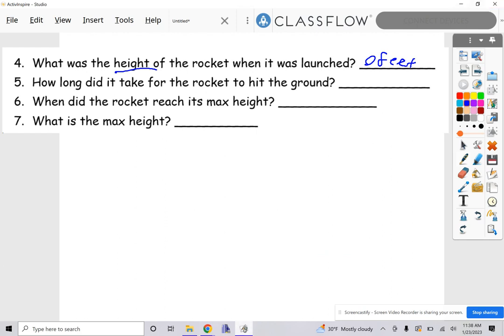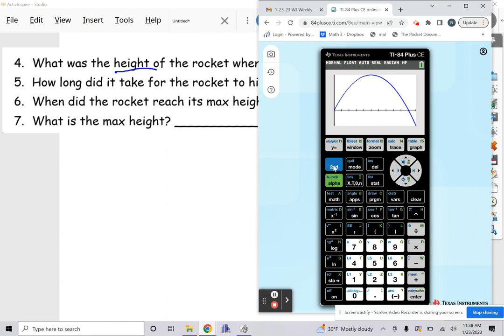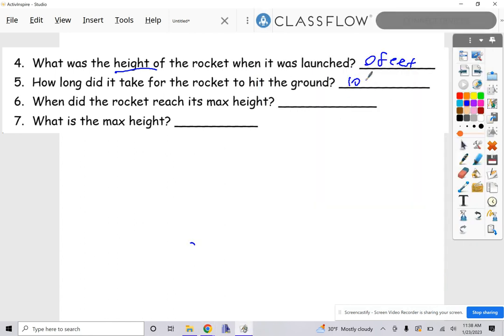Okay, how long did it take for the rocket to hit the ground? We're going to do the 0 function there. So second trace, 0. Put that spider on the left. Right about there is good. And again, as long as you're on the left, it doesn't matter. Too far is better than not far enough. Right, enter, enter. And our 0 is in fact at 10. So after 10 seconds, it hits the ground.